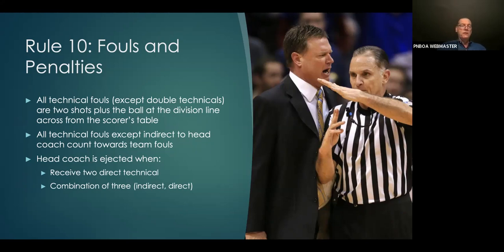Okay, so the big picture is all technical fouls, except for if you have them on both teams at the same time, a double tech, are 2 shots plus the ball at the division line across from the scorer's table. So technical happens pre-game, technical happens at halftime, during a timeout, while the ball's in play, whatever it is. The team that did not commit the technical is going to be shooting 2 free throws by any team member. You can even take somebody off the bench and have them shoot the free throws if you want to. And then the ball at the division line across from the scorer's table.